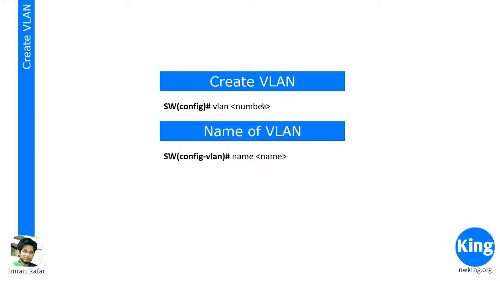We could also go into interface mode and say switchport access vlan. If the VLAN is not present, it creates a VLAN. But this is the command to create VLAN. You just go VLAN and give a number, and you can change the name of that VLAN by saying name and giving a name, whatever name you want. And then do not forget to exit. Type the command exit to apply those changes to your VLAN database.